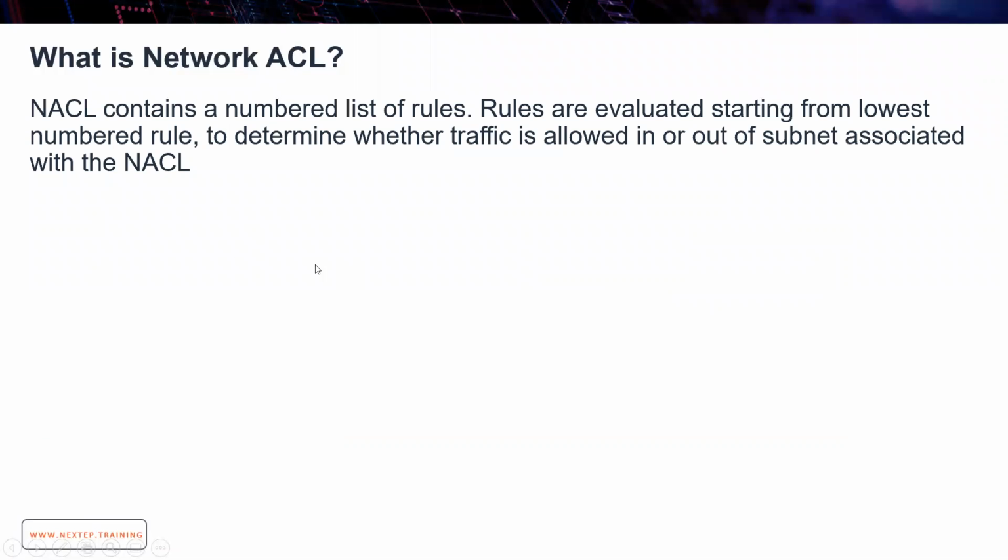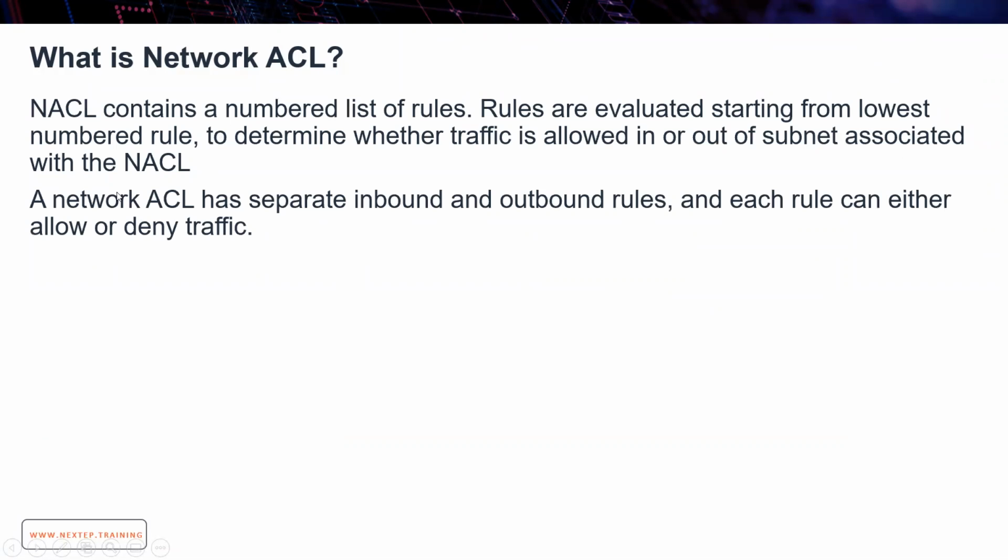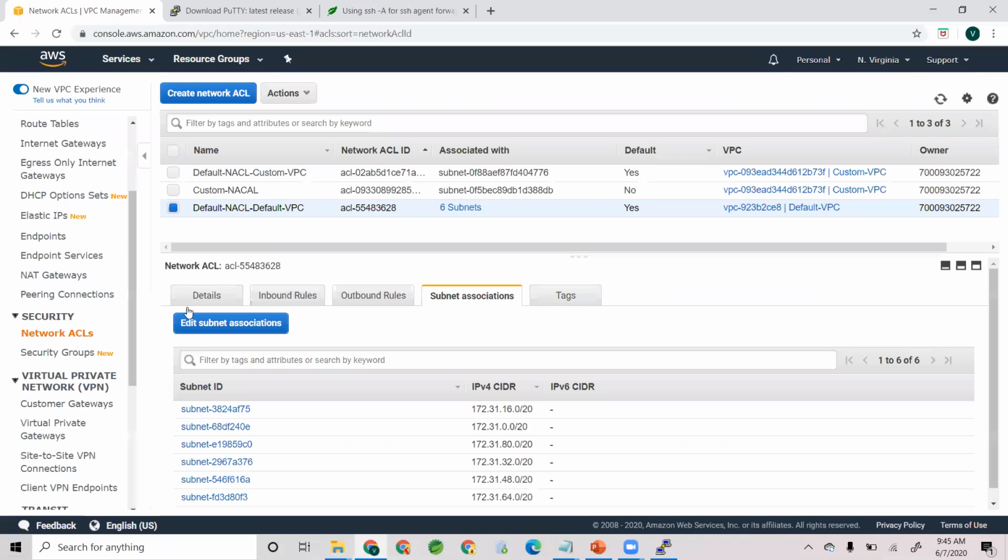So a NACL contains a numbered list of rules. Rules are evaluated starting from the lowest numbered row to determine whether traffic is allowed in or out of the subnet associated with the NACL. A network ACL has separate inbound and outbound rules, and each rule can either allow or deny traffic. So both the inbound and outbound.